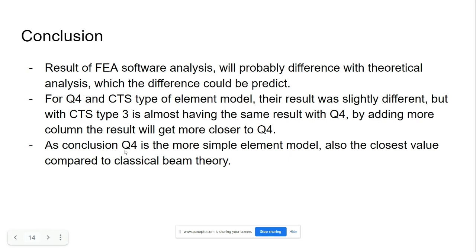As a conclusion, Q4 is the simpler element model, and also the closest in value compared to classical beam theory. That's all. Thank you.